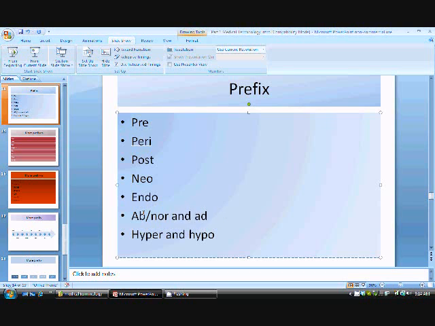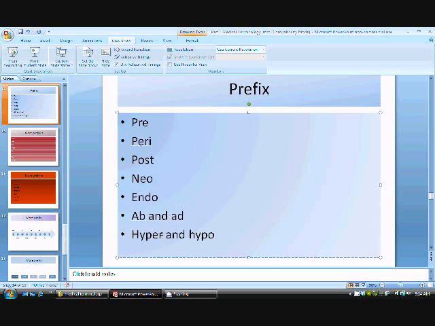So that would be ab, away. Whereas ad, you can simply put another D to it. When you add something, you put something towards it. So add, or in other words, in addition, both meaning something towards. So very, very easy concept.